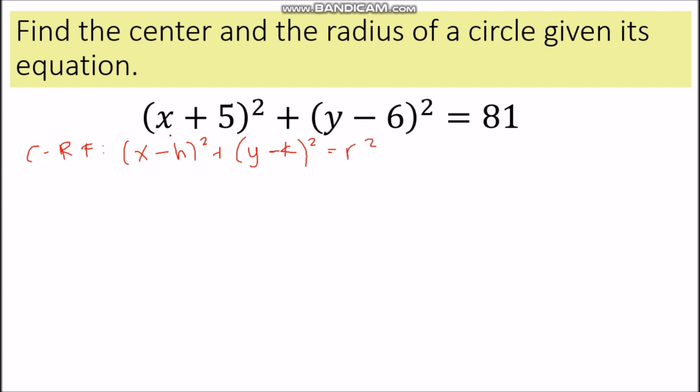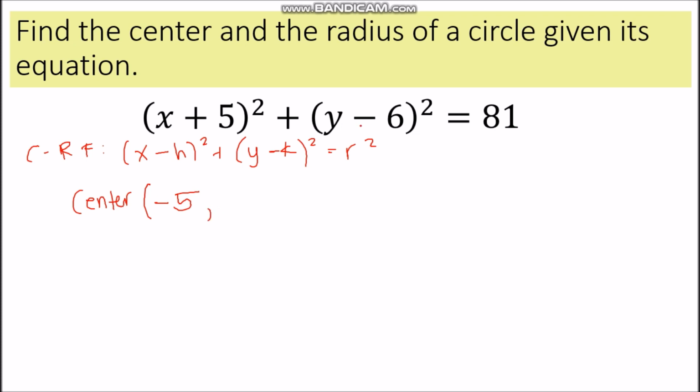Now, if we compare the given equation with the center-radius form, we can see that this equation is already in the center-radius form. With that, we can now identify the center. To find h, we have to look at the first binomial. We have here 5. Since in the formula it's negative h, you have to get the opposite sign. So if this is positive 5, the center's x-coordinate should be negative 5.